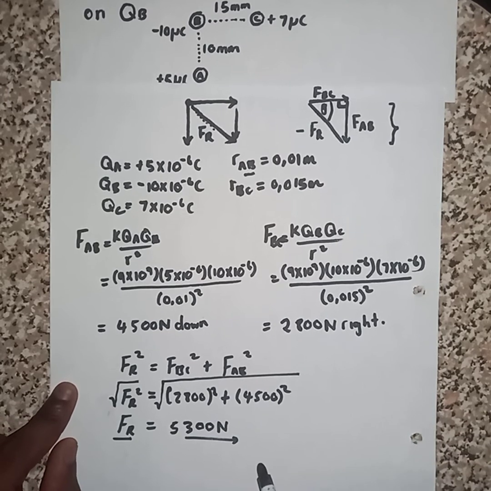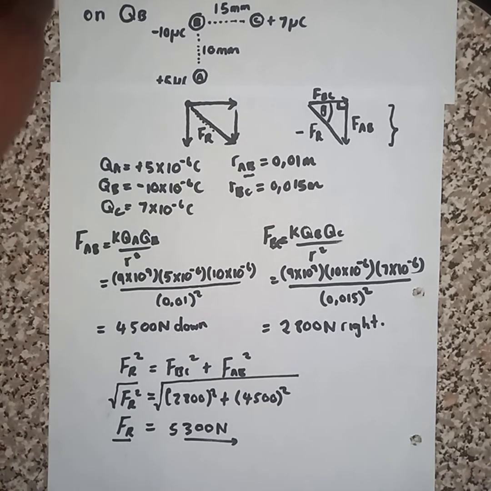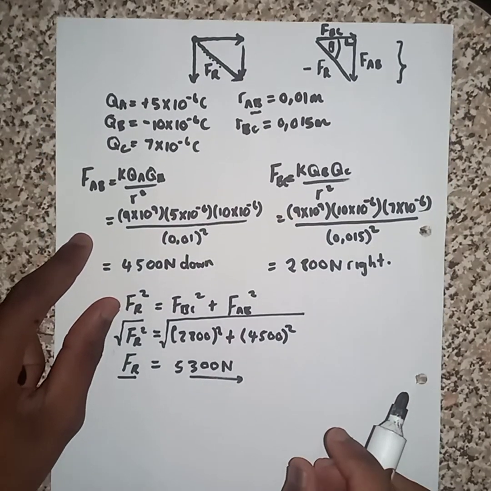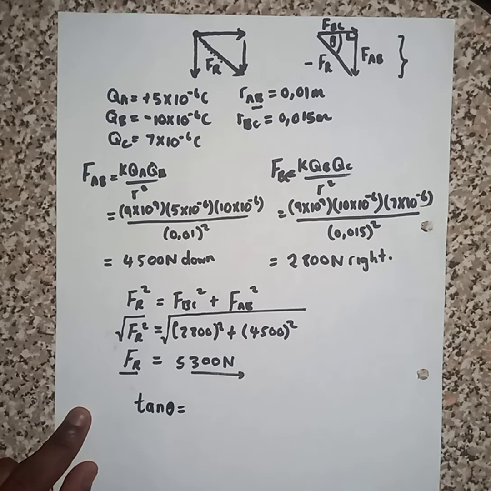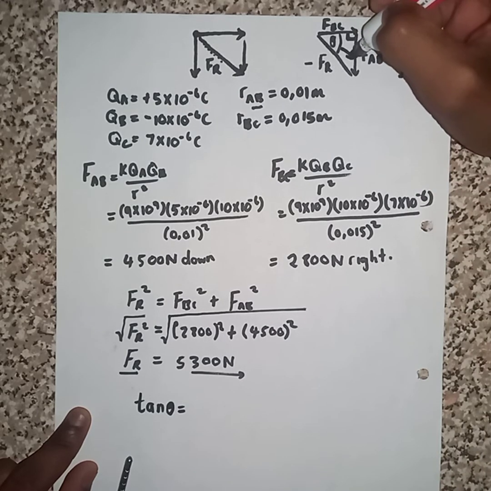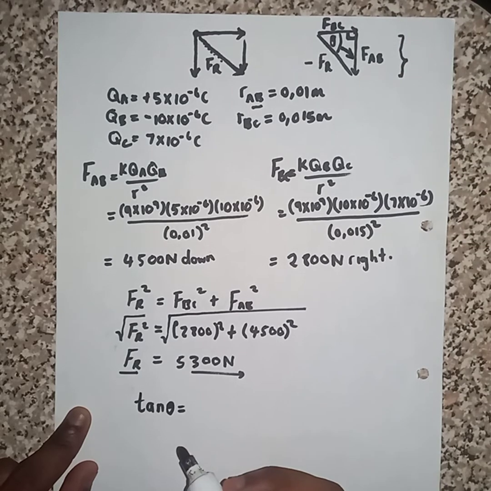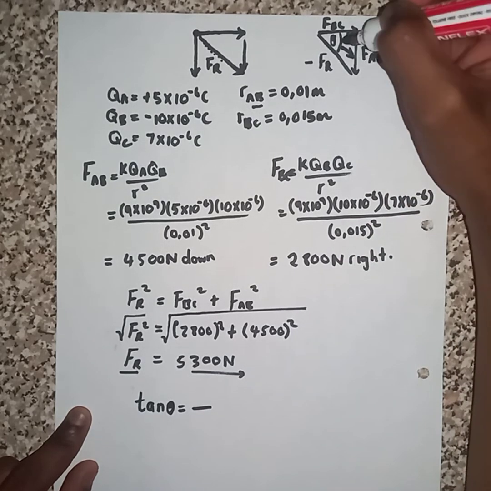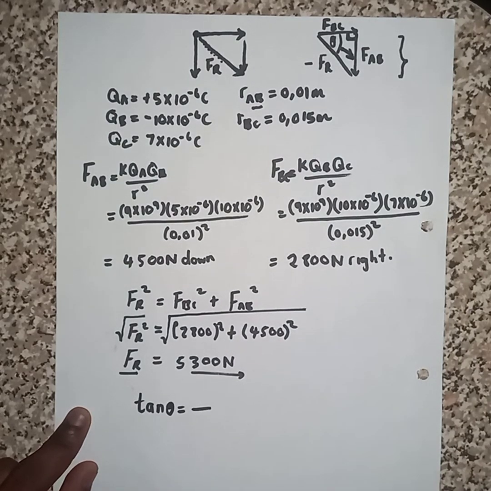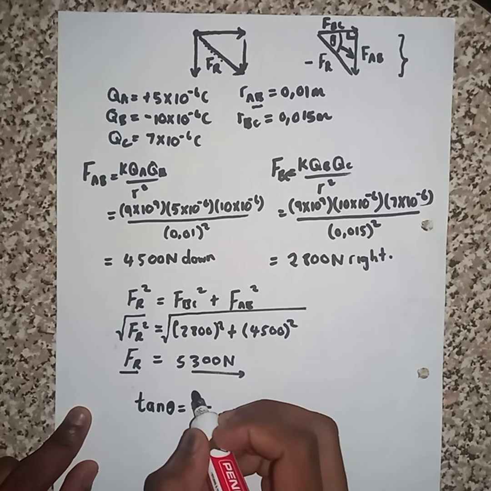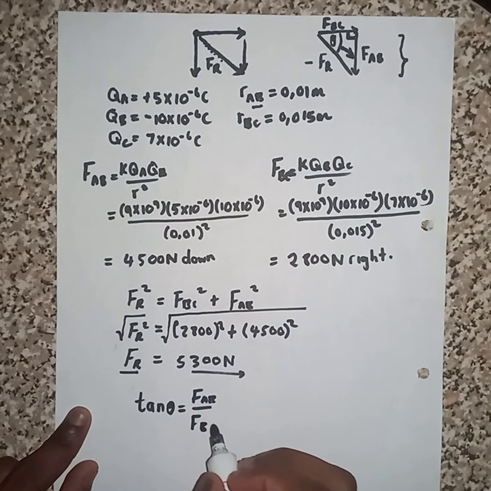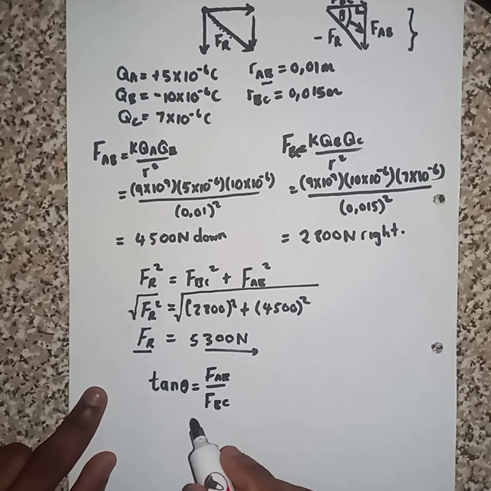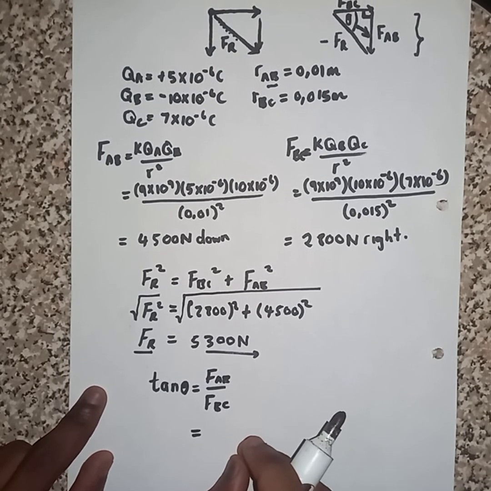Then how? We are going to say, let me write it here, tan of theta equals opposite over adjacent. Our opposite, the side that is opposite to theta, is FAB. Then our adjacent is going to be FBC. At this point, you just need to substitute everything. Let us substitute our values.